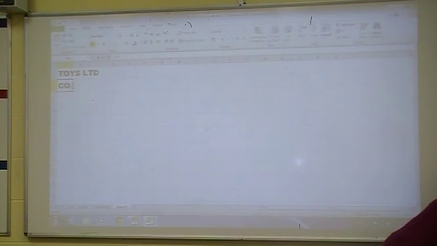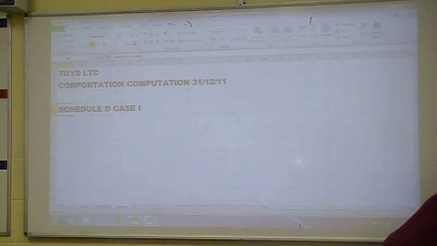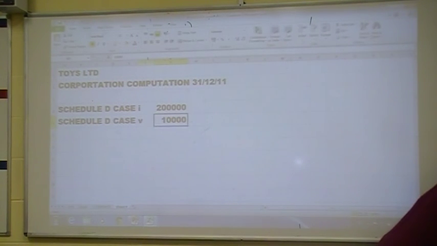So toys limited, corporation tax computation, 31st December 11. You've got to be careful with the taxes as well. Our Schedule D case 1 is 200,000 and our Schedule D case 5 is 10,000.